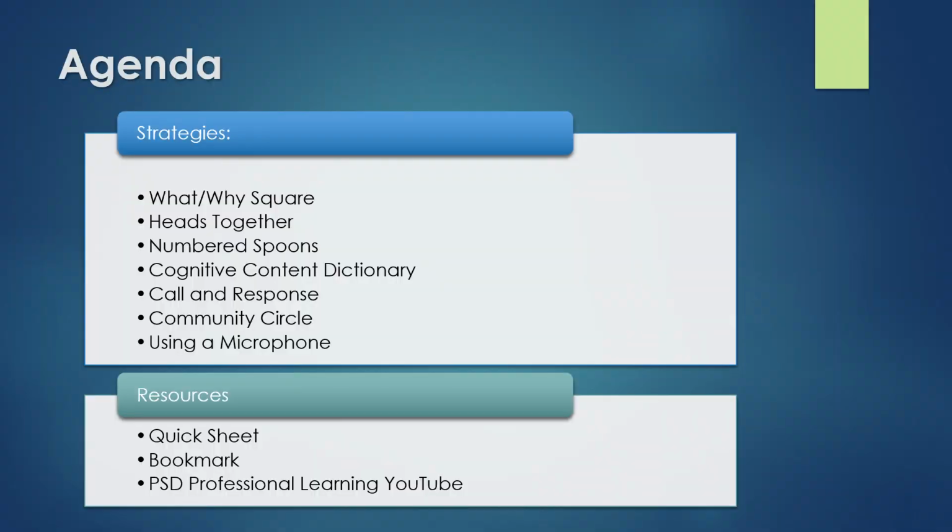The strategies you'll see today are the What, Why, Square, Heads Together, Numbered Spoons, Cognitive Content Dictionary, also known as the CCD, Call and Response, Community Circle, and using a microphone. These strategies work well together and can be used throughout any learning experience in conjunction with each other. The strategies were identified by the Professional Learning Department as being highly engaging and equitable. They are also taught to new teachers entering the district, and the instructional coach and mentor team works with first and second year teachers on implementing these strategies into their daily practice.